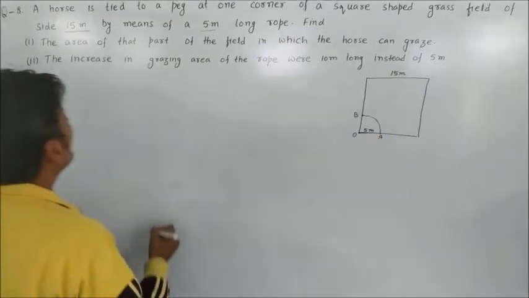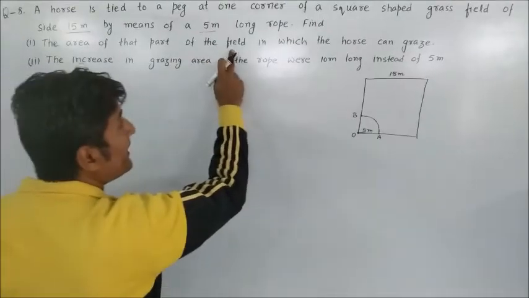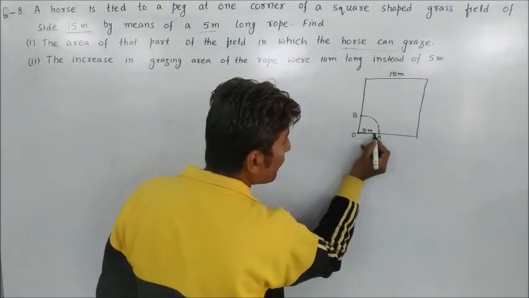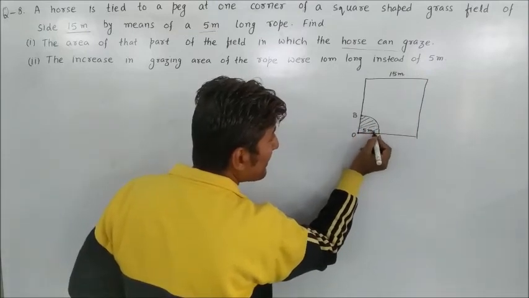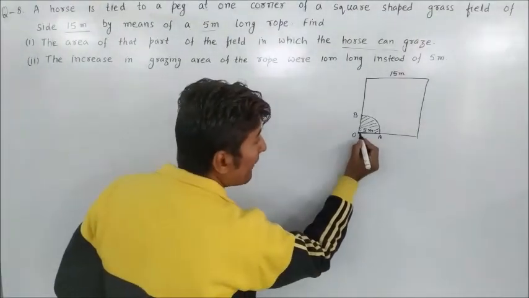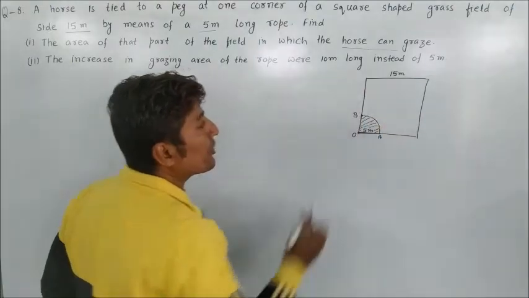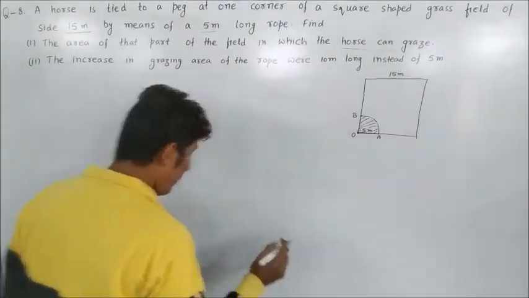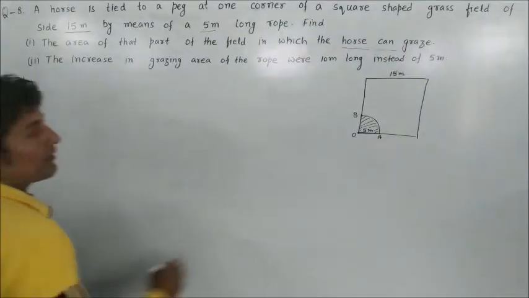Now find the area of that part of the field in which the horse can graze. Since the length of the rope is 5 meter, this is the total area grazed by the horse. So we have to find this area. Here 5 meter will be taken as the radius. Since this is a shape just like a quadrant, we can find the area of quadrant. So let us see the solution of this question.